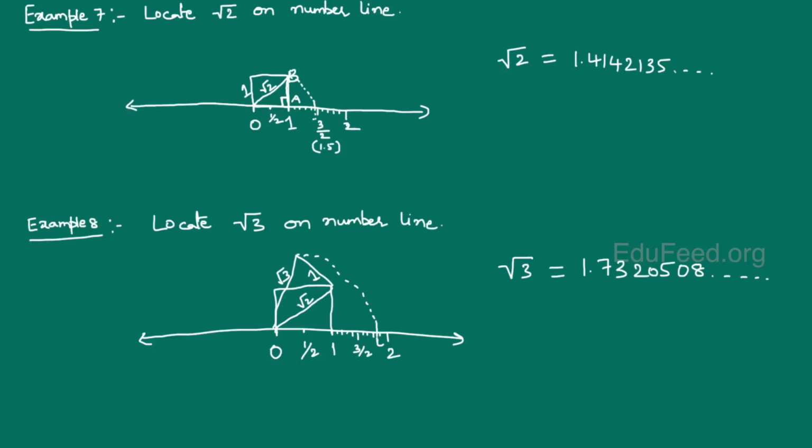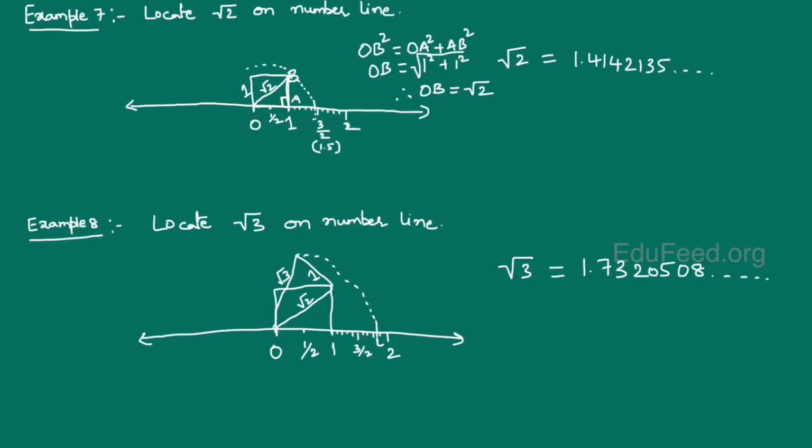Now if we draw a diagonal, according to Pythagoras theorem, we have OB square is equal to OA square plus AB square. Now which is 1 square plus 1 square. OB is equal to square root of 1 square plus 1 square. Therefore OB is equal to square root of 2. Now we have a diagonal which is a square root of 2.